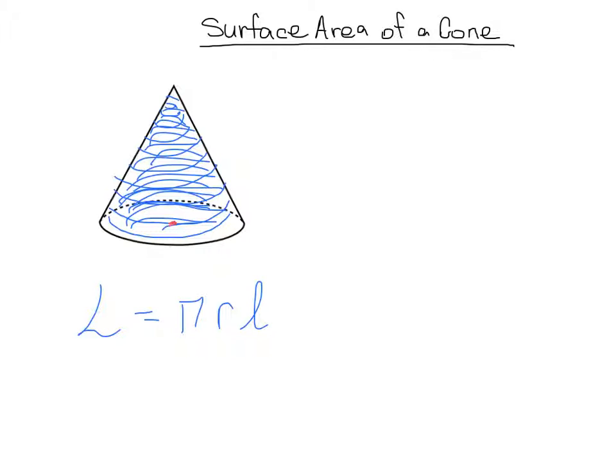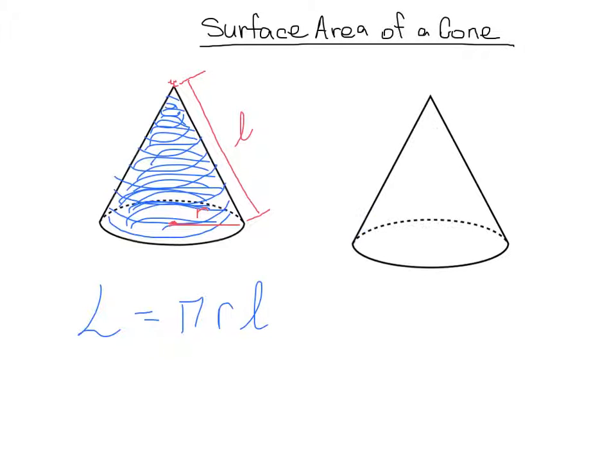R is the radius of the cone, so that is our R right here. And L is the slant length of the cone. So if I were to take a ruler and measure from the vertex, from the tip-top vertex, all the way to the bottom along that slant, that is our L. All right, if you're then asked for the surface area of the cone, that's a slightly different question.